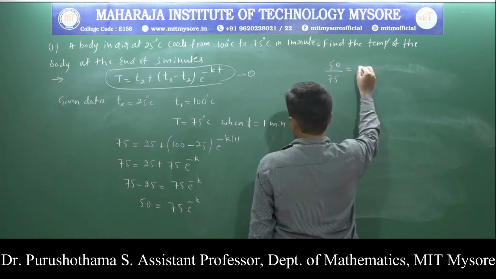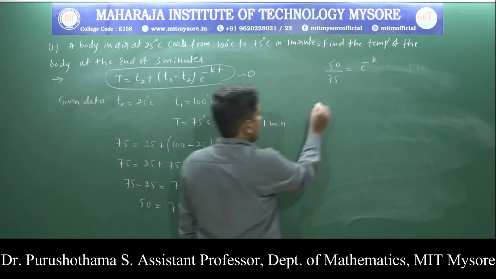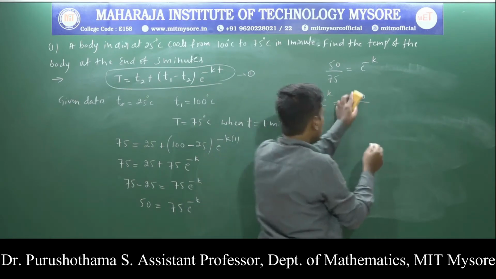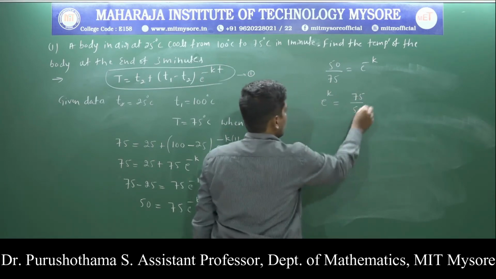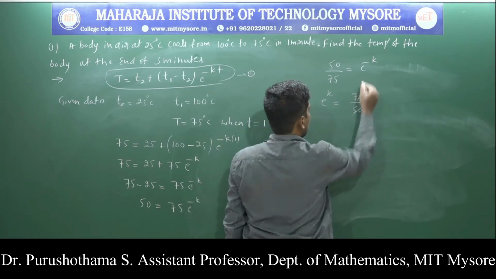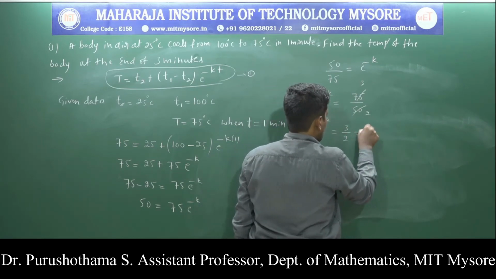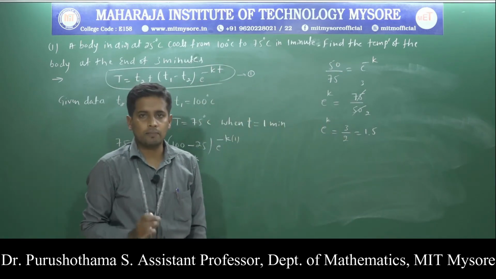is equal to e power minus K, or it can be written in the form e power K equals 75 by 50. Therefore, e power K is equal to 3 by 2, which is nothing but 1.5. So e power K equals 1.5.